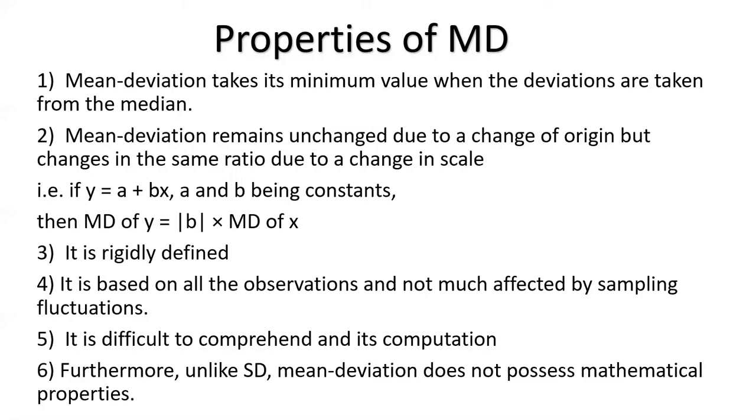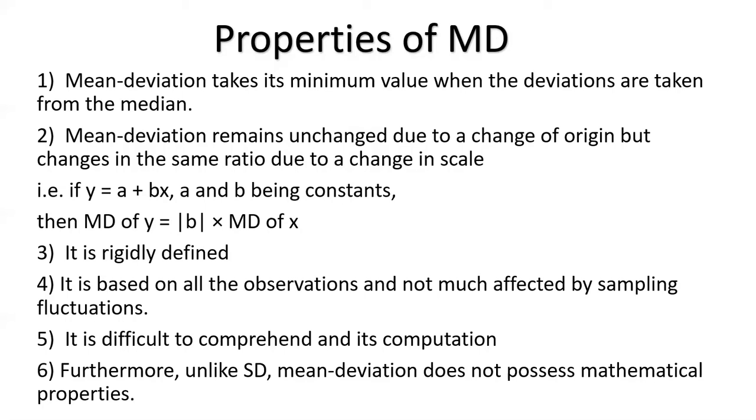Then, the mean deviation remains unchanged due to a change in origin, but changes due to a change in scale. It simply means that there will be no impact of any addition or subtraction on the mean deviation, but it will be affected by any sort of multiplication or division. Then if y is equal to a plus bx, and a and b are constants, then the MD of y is b into MD of x.